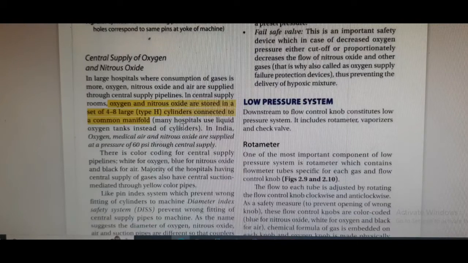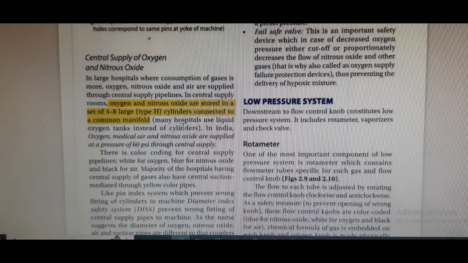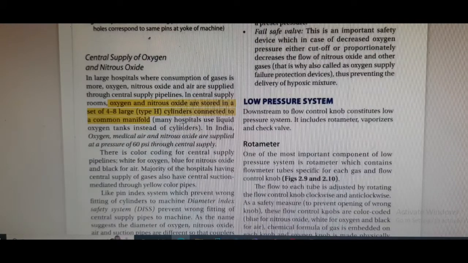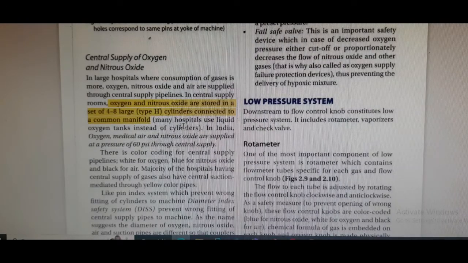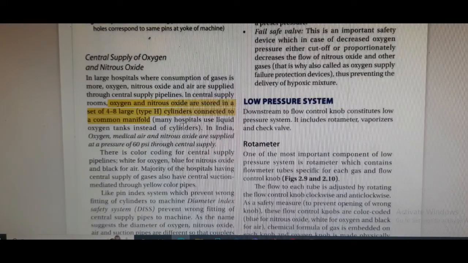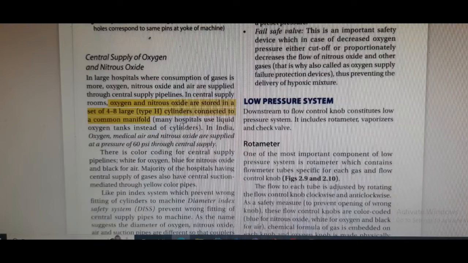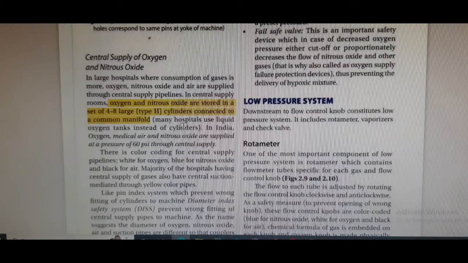In large hospitals, there are more patients, and the requirement of oxygen, nitrous oxide, and air is very high. So in those cases, there are central supply pipelines that supply oxygen, nitrous oxide, and air to the anesthesia machines. These central supply rooms have big cylinders, type H, which are very big cylinders wherein oxygen and nitrous oxide are stored, and they are connected to each other into a common manifold. Many hospitals use liquid oxygen tanks instead of cylinders.